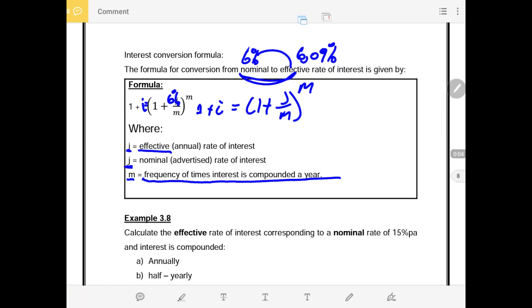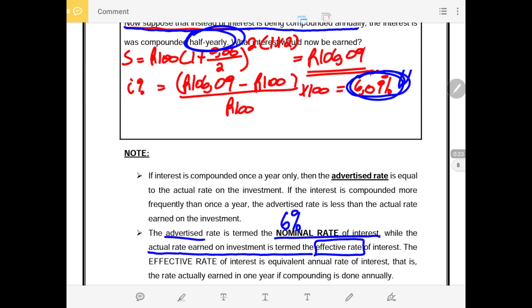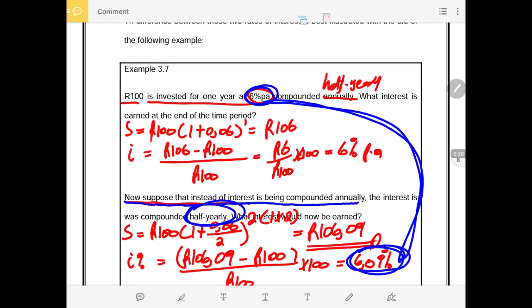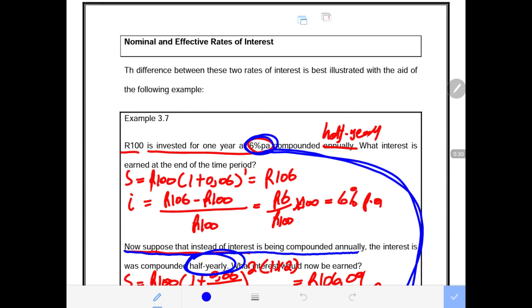If you did listen to my previous recording, this page must definitely be familiar to you. We highlighted in the previous recording some of the basics of the conversion. And we did mention in that previous recording the first example where we said that we have nominal and we have effective. And we said nominal is the advertised and effective is the interest that is actually earned.